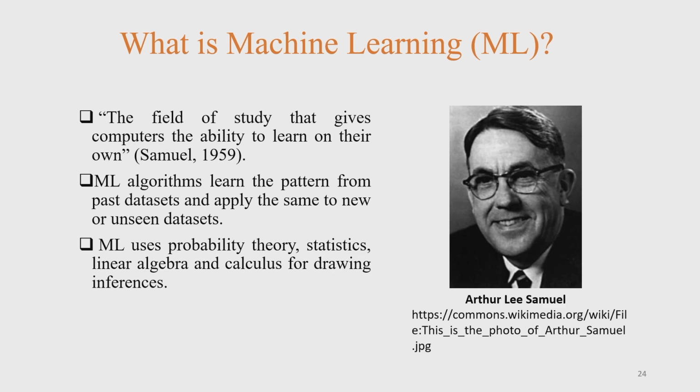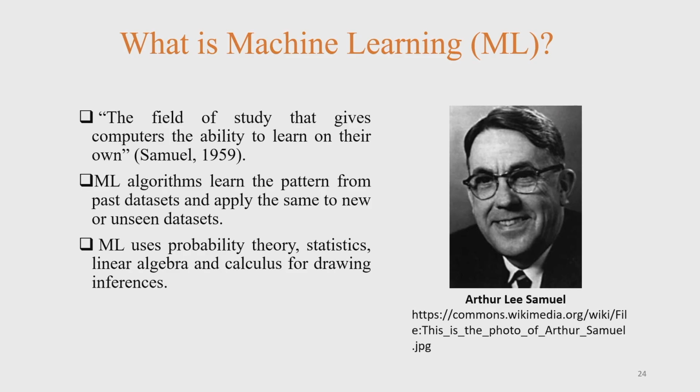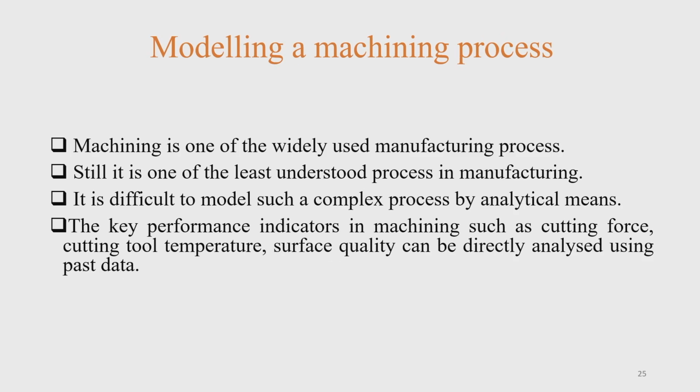So machine learning, we have already talked about that. Machine learning etc. can help in making the digital twin, because a digital twin essentially needs a model also, and modeling can be done not only by FEM but also by machine learning. Machine learning is the field of study that gives computers the ability to learn on their own.